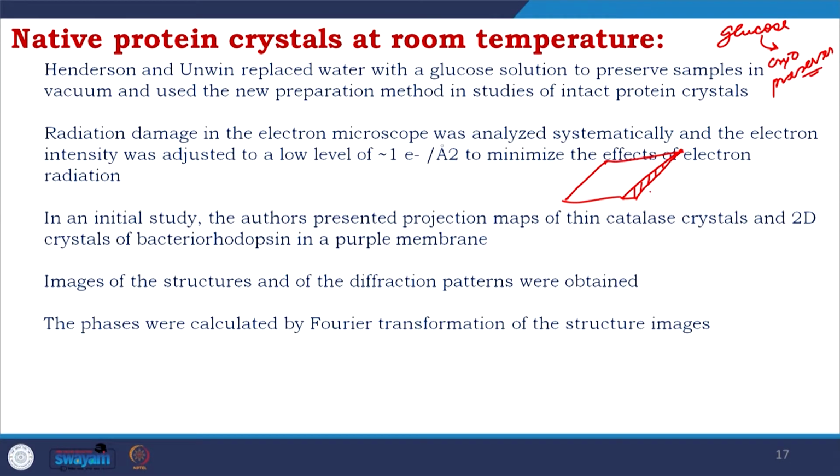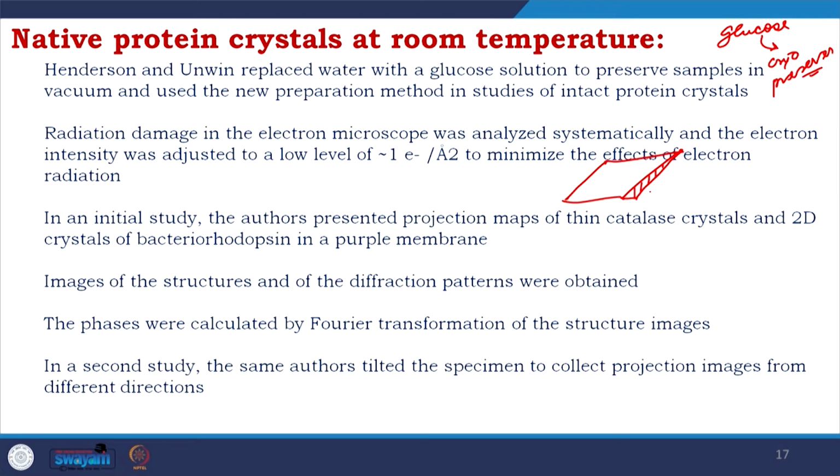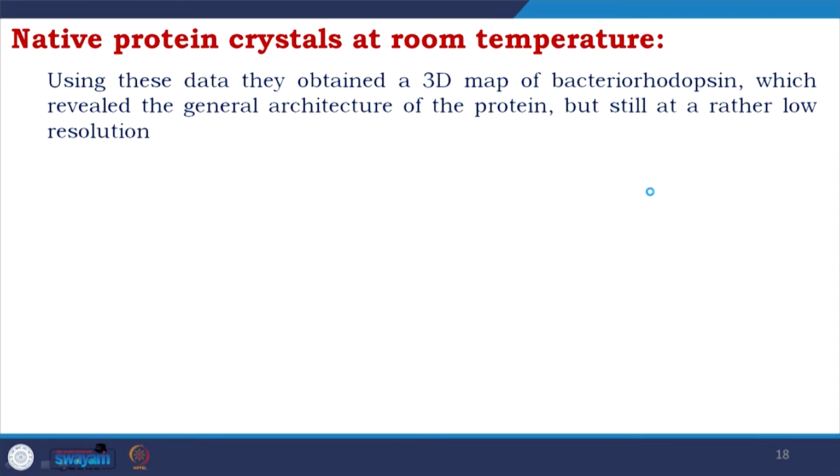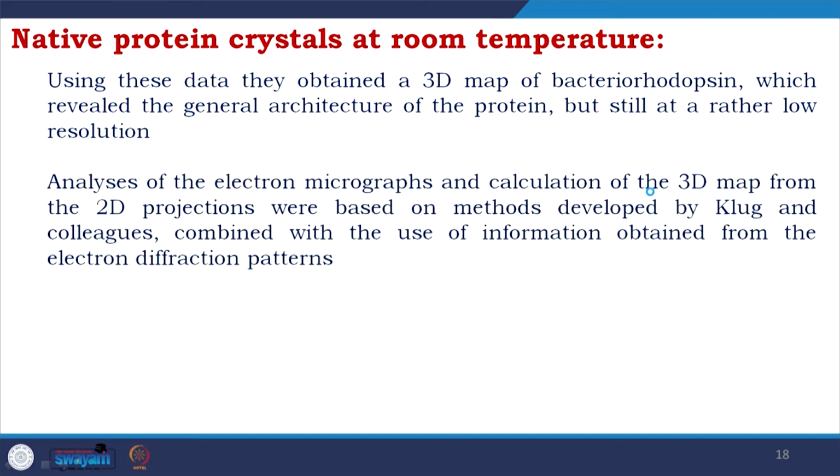The phases were calculated by Fourier transformation of the structure images. In a second study, the same people tilted the specimen, as contributed by Klug, to collect projection images from different directions. Using these data, they obtained a 3D map of bacteriorhodopsin, which revealed the general architecture of the protein, but still at a rather low resolution.